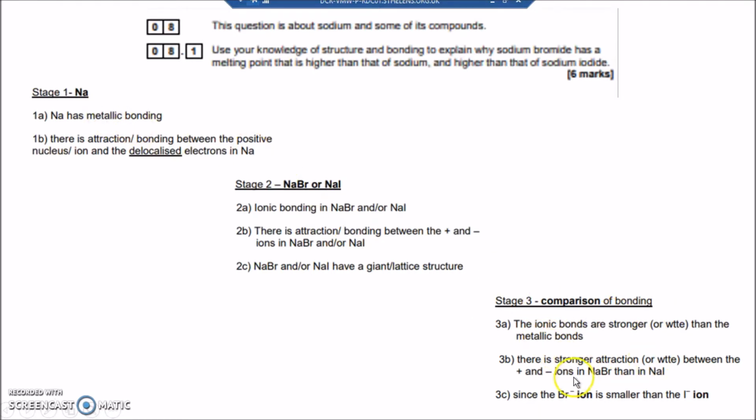There's a stronger attraction between the ions in NaBr than there is in NaI, and the reason is that the Br minus ion is smaller than the I minus ion. So if the ions are closer together, then you get stronger bonding.